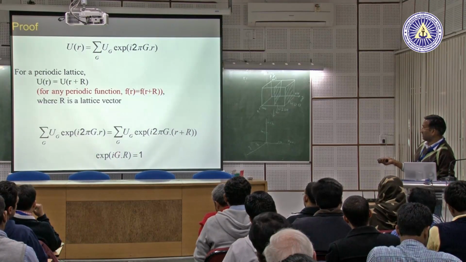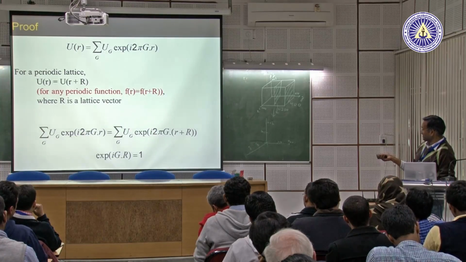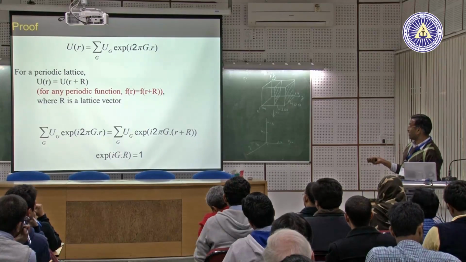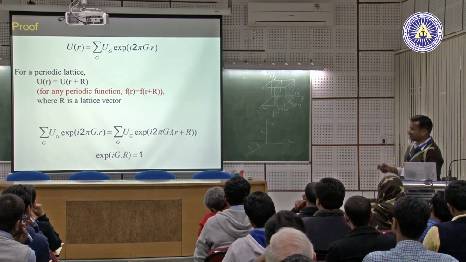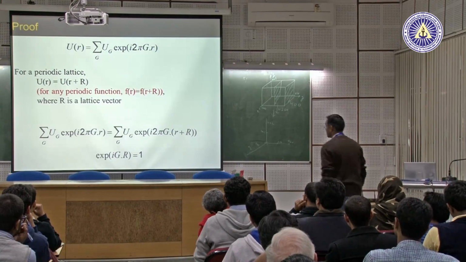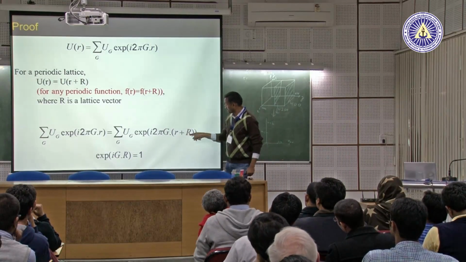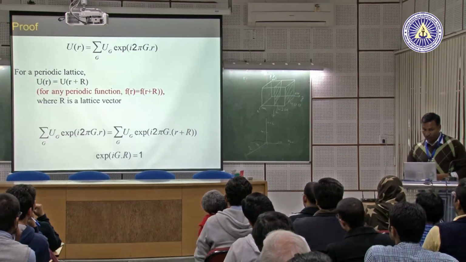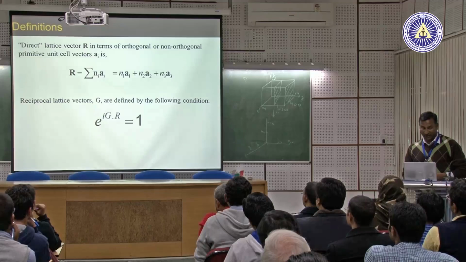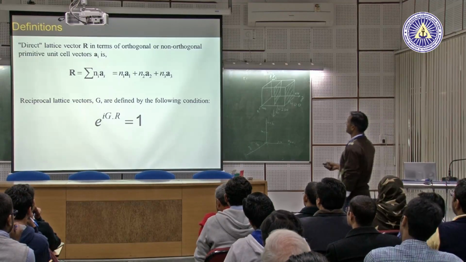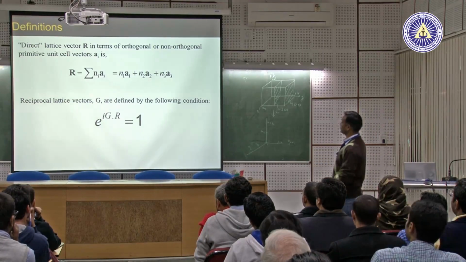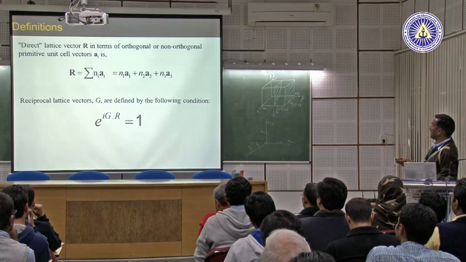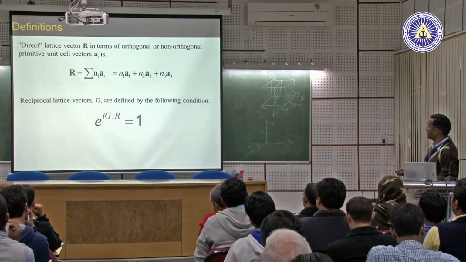Physicist generally, this is the physicist way of taking it, and this is the crystallographic way of taking it. So exponential of i 2 pi g dot r is equal to 1. So basically this extra factor which is there must be equal to 1. And if this is true, I can define this direct lattice vector in terms of non-orthogonal primitive vectors. So it's summation over n1 a1 plus n2 a2 plus n3 a3.